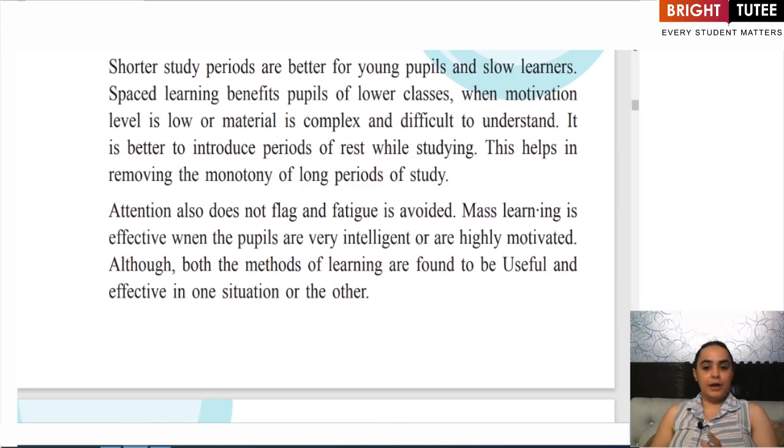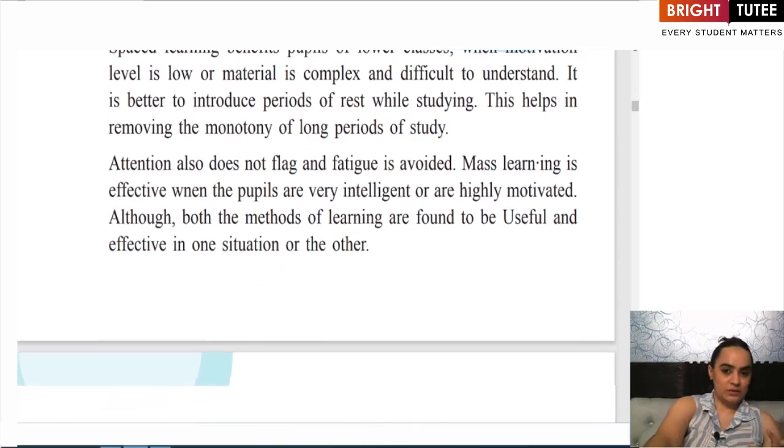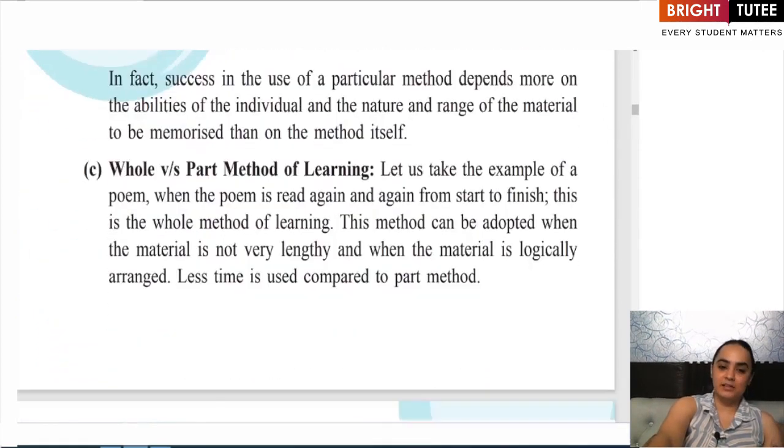On the other hand, for mass learning, one needs to devote time at length, and one has to be very intelligent or very motivated that you will have to study no matter what. Only then can you expect yourself to be a mass learner. Okay, so this was the difference between spaced learning and the mass learning. Then comes whole versus part method of learning.